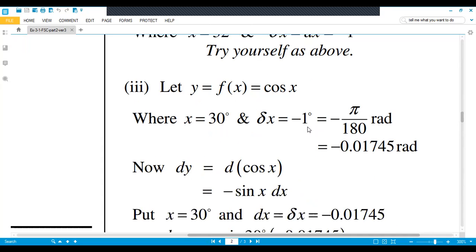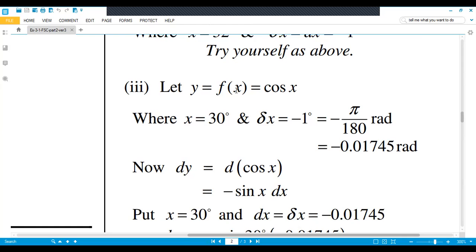Now come to the third function. The third question is cos 29. You know the basic trigonometric functions; the nearest function to 29 is 30, and the cos 30 value we already know. So from 30, if x is 30, then delta x or dx will be minus 1, because 30 minus 1 you get 29. The question is cos 29.